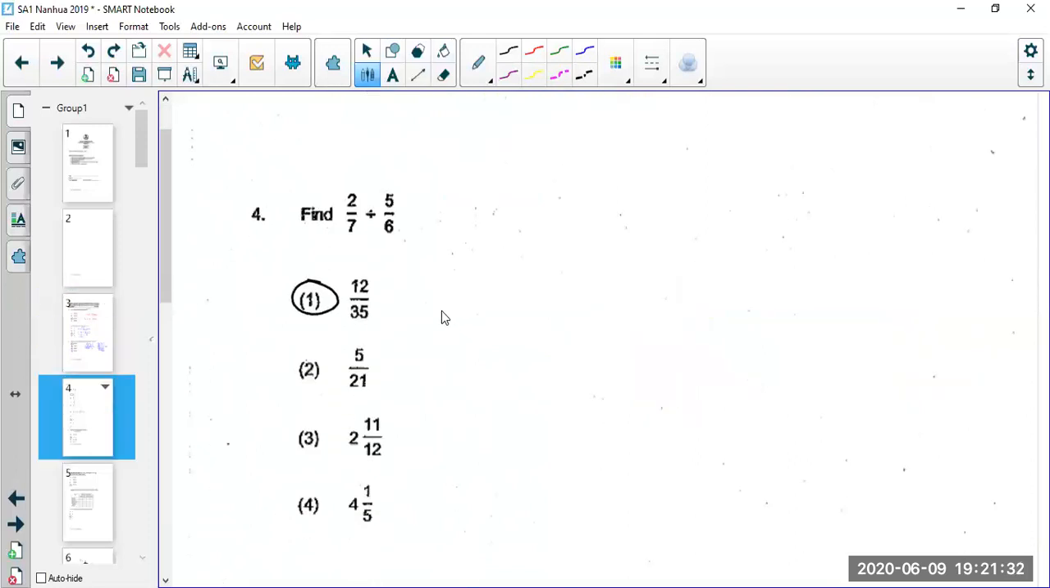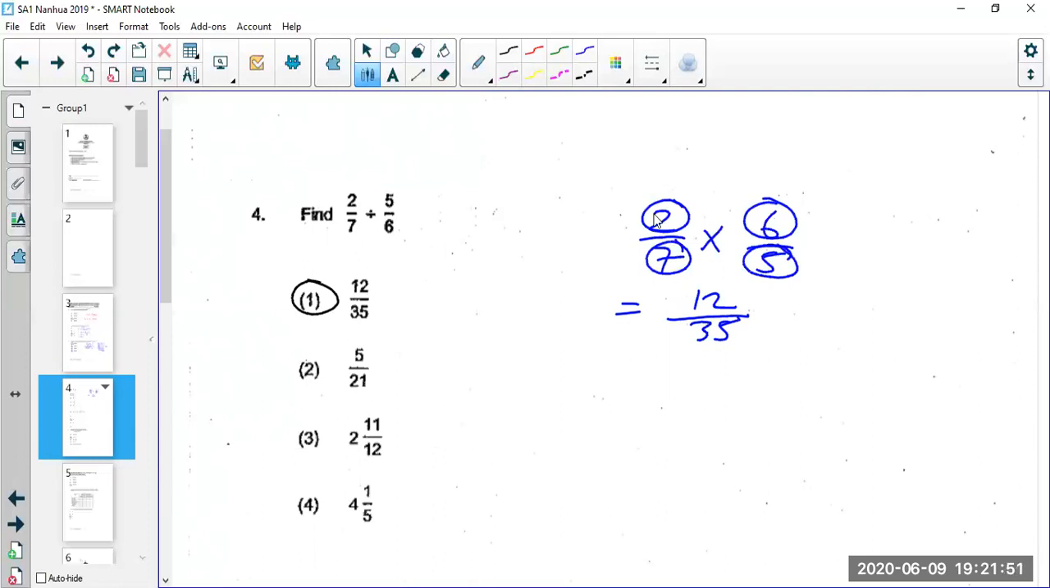Now, this one is also easy. You must know how to divide. For 2 over 7 divided by a fraction, keep the first number, change the divide to times, and then flip the fraction upside down. So you have 12, and then 7 times 5, 35. You multiply the numerators, then you multiply the denominators. So you have 12 over 35, which is answer number 1.